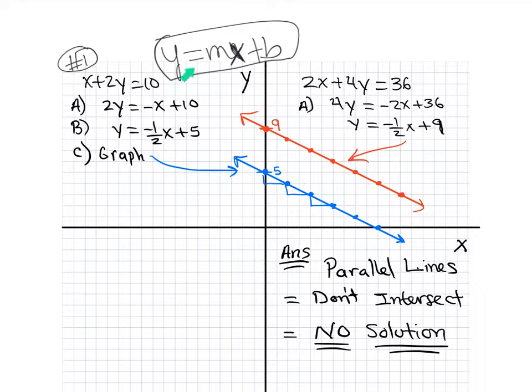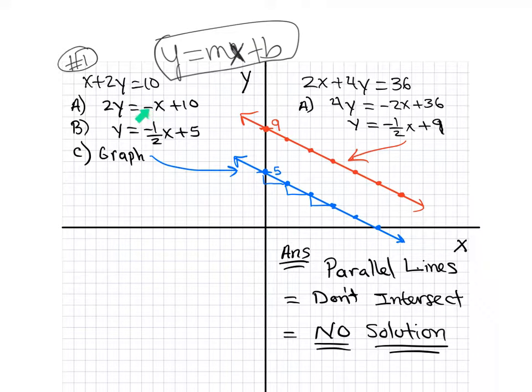To get it in slope-intercept form, I need to subtract x from both sides. If I subtract x from x, it goes away, and then I subtract x from the right side, and it becomes negative x. So I have negative x plus 10. The 10 just comes down. Then I'm going to divide by 2. So 2 divided by 2 cancels out. That leaves you with y.